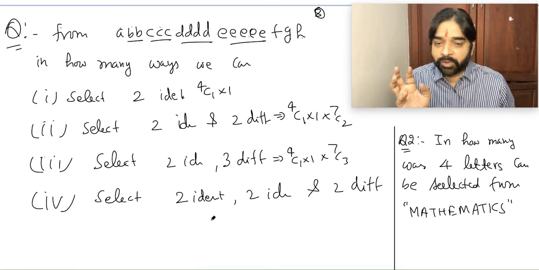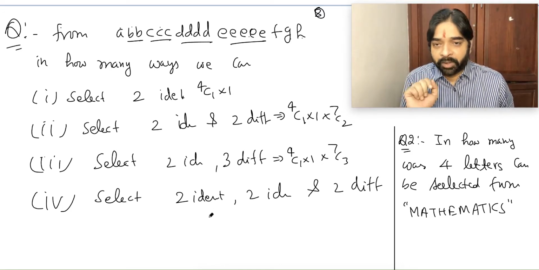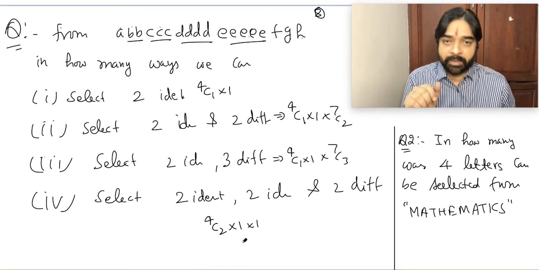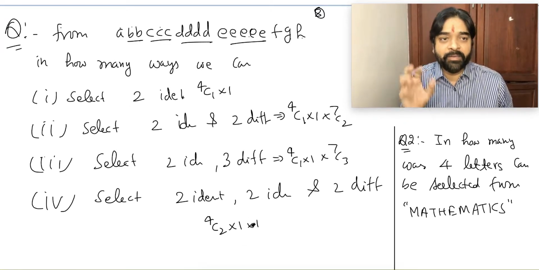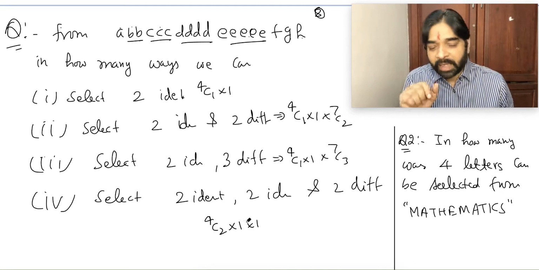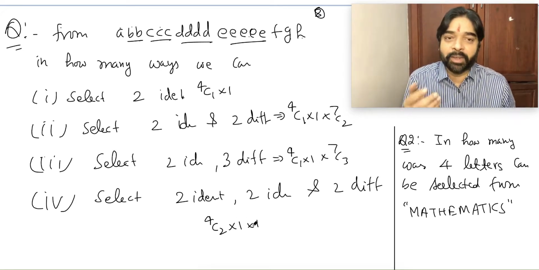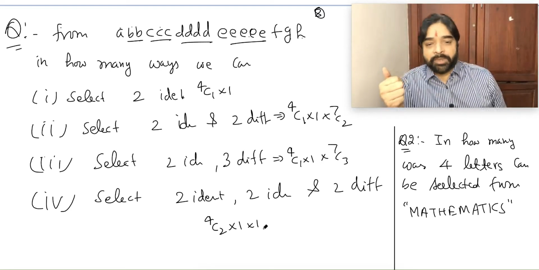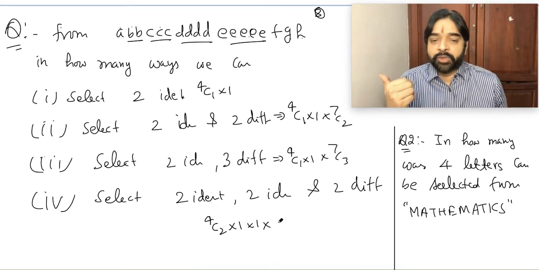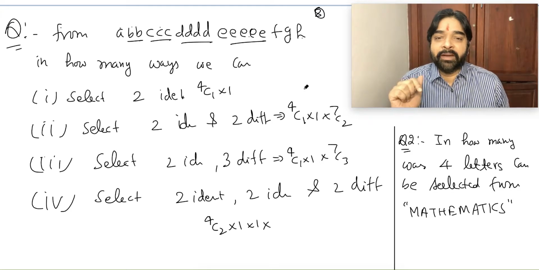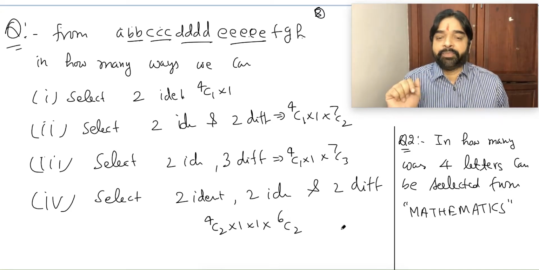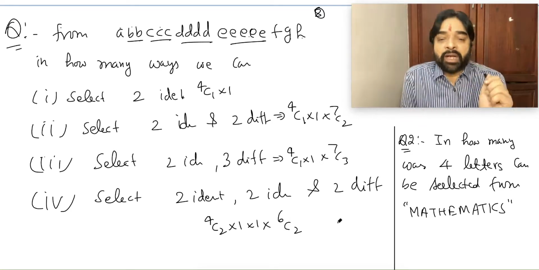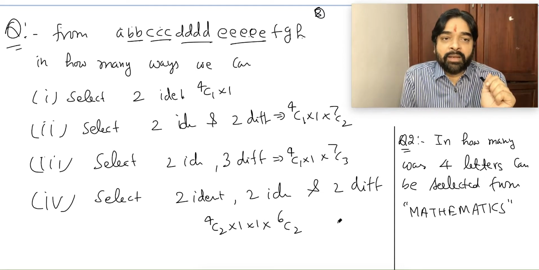So first thing, two groups I need. So I will say 4C2 into 1 into 1. Two groups, from the first group one way, from another group one way. Of course, we should not write it into 1, but I'm writing it so that in future we do not make any calculation mistake. Into 2 different. So now how many different are left? 6. So 6C2. How many of you got all the bits correct? All bits correct. Okay.